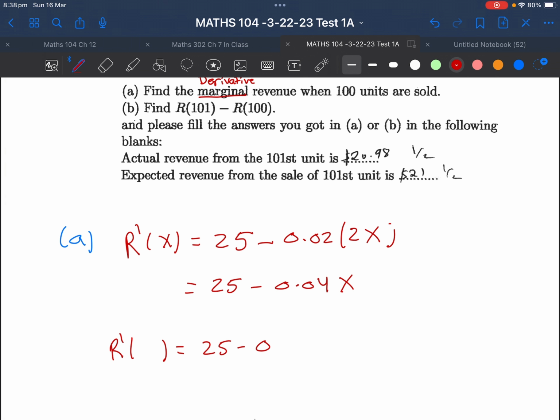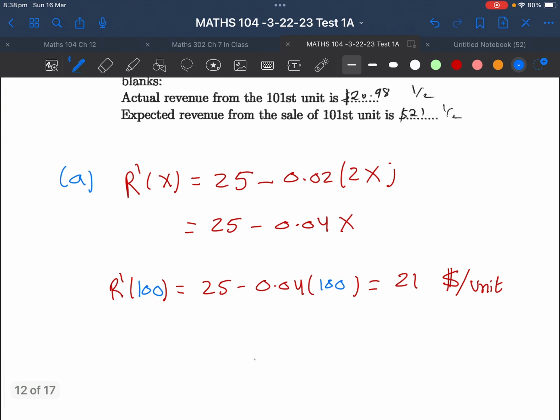All we need to do next is substitute instead of x the number given in the question, which is 100. And that's exactly what we need to do. So 100, 100, and we just find the final answer. We plug everything in our calculator. It will be 21, and the unit will be $21 per unit.